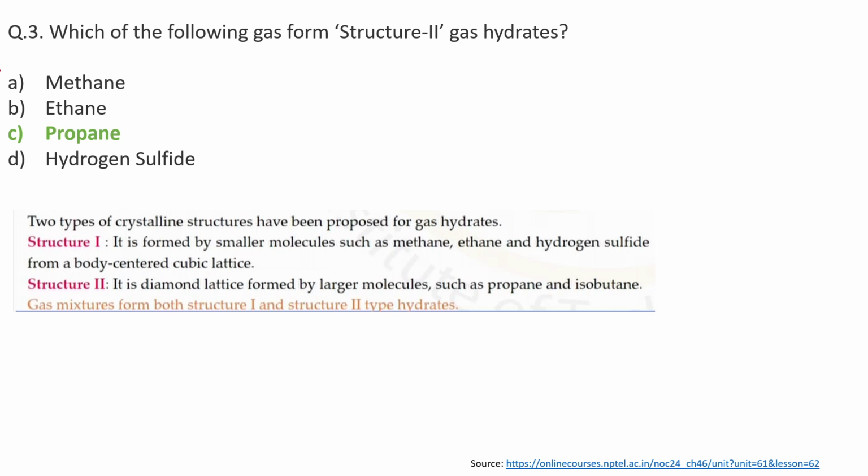So here they are talking about structure 2 gas hydrates. Structure 2 is a diamond lattice formed by larger molecules such as propane and isobutane. So from the options you can see methane, ethane and hydrogen sulfide form structure 1, whereas propane forms structure 2. That is the correct answer.